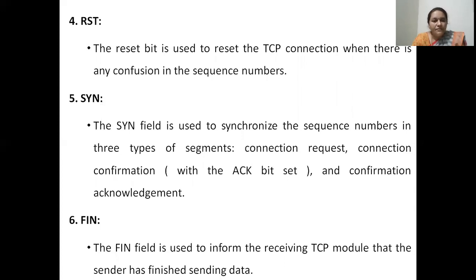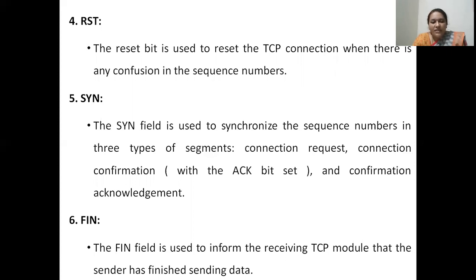set. Then the SYN control flag is used to synchronize the sequence numbers in 3 types of segments. So whenever the segments belong to any one of these 3, that is first connection request, second connection confirmation, and third connection acknowledgement, if these three types of segments are transmitted, then the SYN field in those segments will be set to 1.